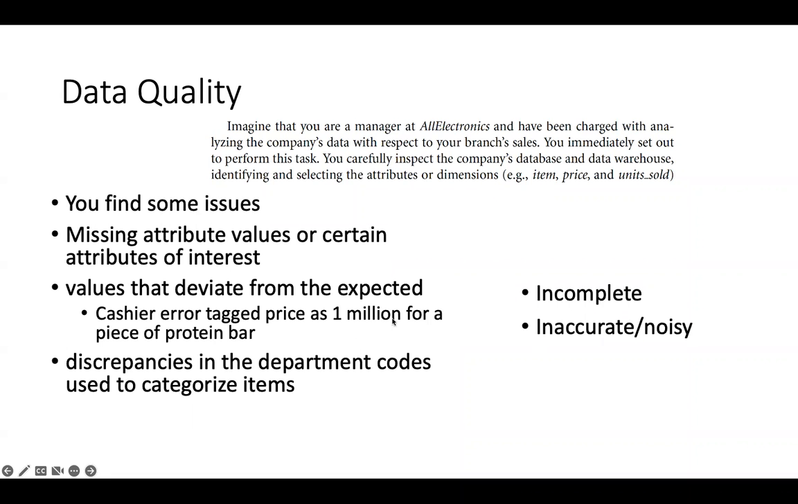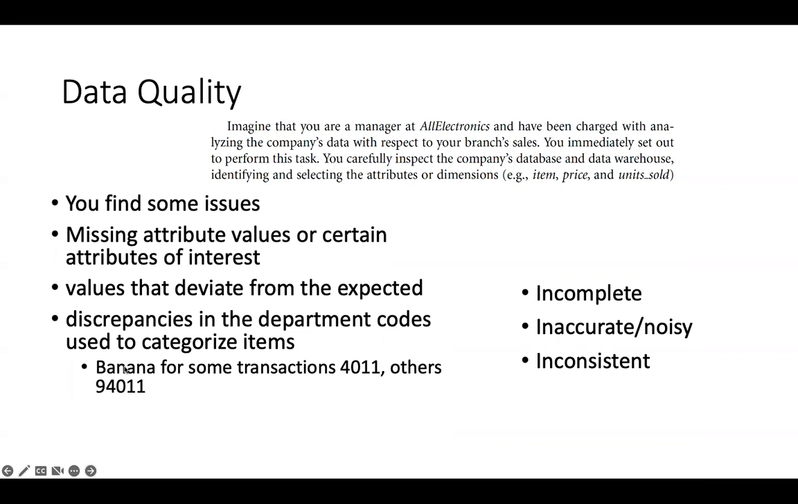All right. Another example here: as a cashier, you find a cashier error introduced during data entry, you know, tagging the price of a protein bar as $1 million. We know very well this is not true, right? There's no way a protein bar will cost 1 million. Now, this is a good example of noisy data or inaccurate data, okay? Values that deviate from the expected. In fact, by definition, that's what we call noise: the values that deviate from the expected or from the norm, okay?